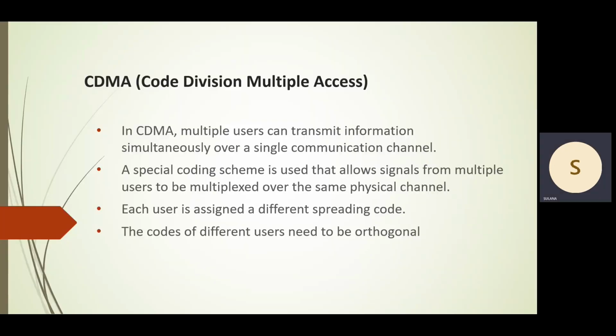Division multiple access. So CDMA is a scheme where multiple users can transmit simultaneously over the same communication channel. In order to do this, a special coding scheme is used. In this scheme, each user is assigned a different spreading code, also known as a key or a spread signal. Each user's code needs to be orthogonal. Two codes are said to be orthogonal if the inner product is 0.